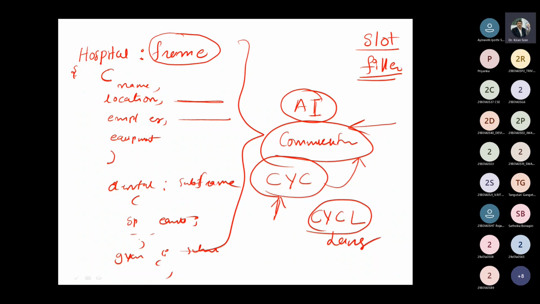CYC operates based on ontology. How do you store data in terms of the meaning of the data? You store data in terms of content. You store data in terms of meaning. We call it CYC. And based on that, if you wish to develop a common sense database, I need to have a language called CYCL. And this is what the entire fourth unit talks about.